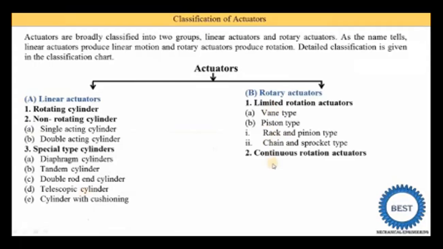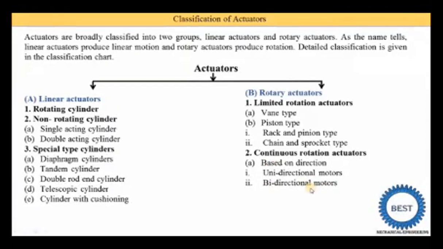Second one is the continuous rotation actuators. In a continuous rotation actuator, first is based on the direction, meaning in which direction they are rotated. So first one is the unidirectional. Unidirectional means the motor is rotated only in one direction. Suppose the motor is rotated clockwise, then it only rotates in the clockwise direction, and is not able to rotate in the anti-clockwise direction. Second one is the bidirectional motors, meaning bidirectional actuators. Bidirectional means they rotate in two directions, clockwise as well as anti-clockwise, according to which side the fluid or oil is supplied.